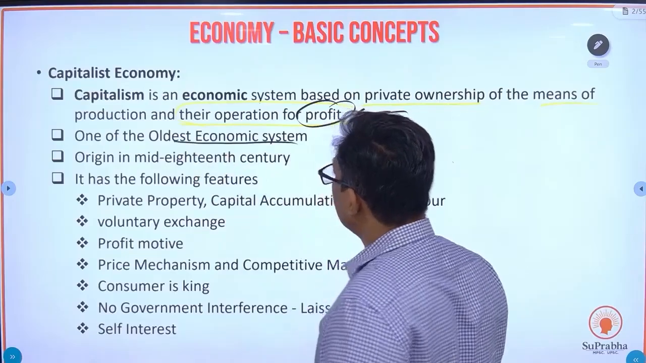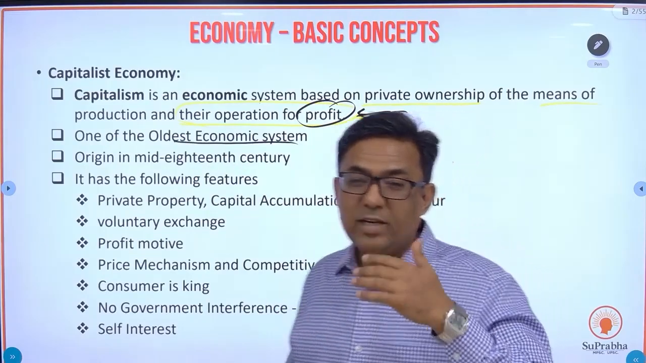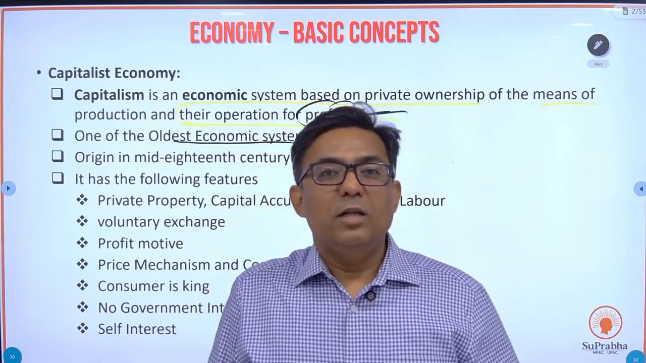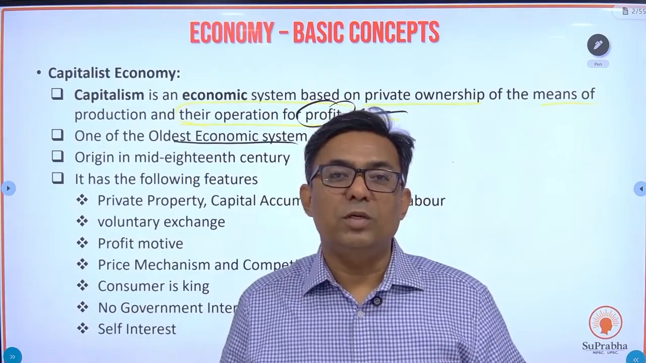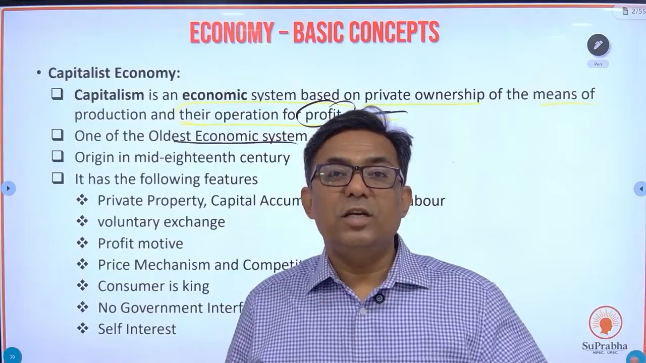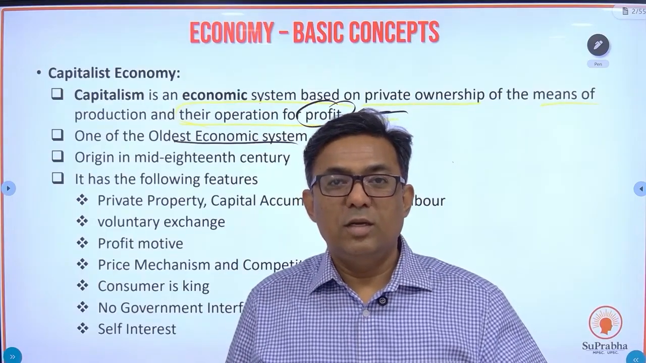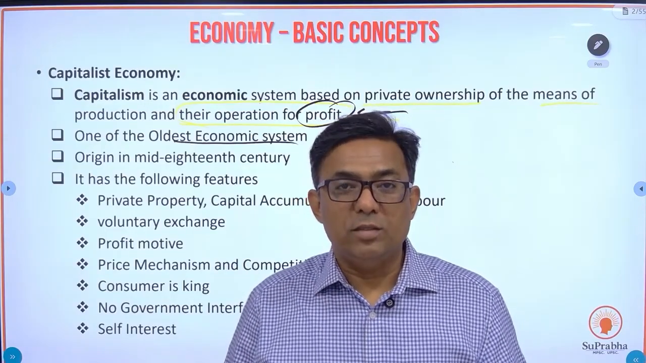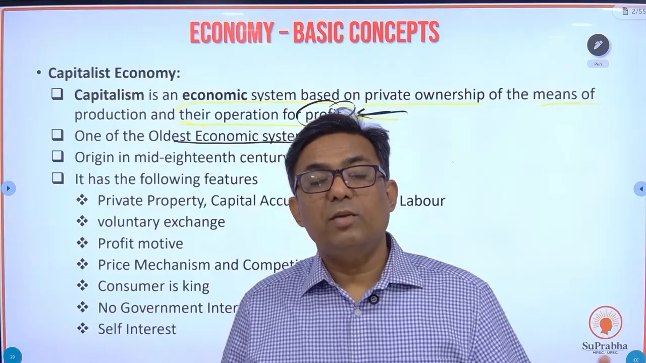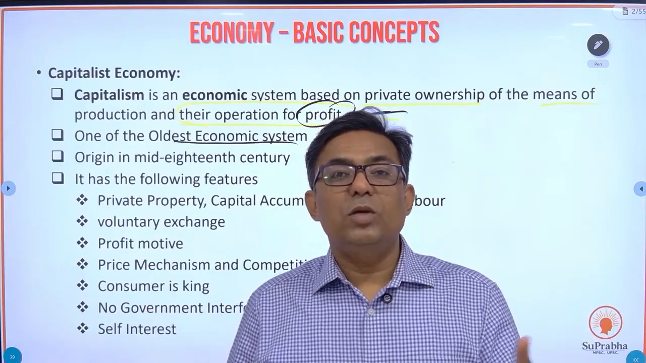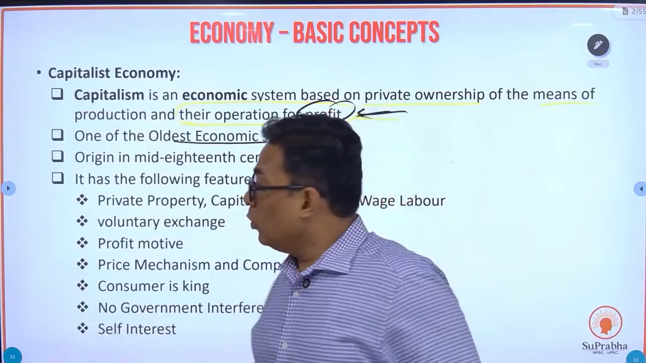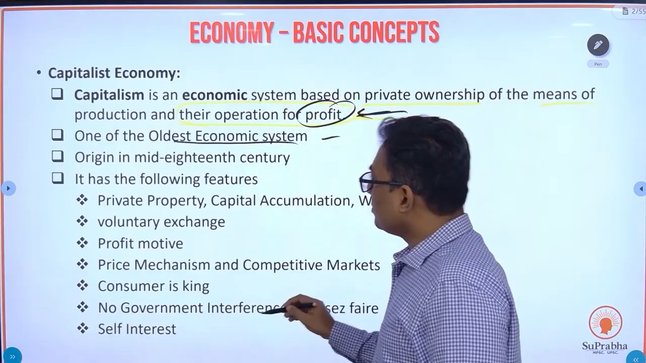This is one of the oldest economic systems. If you recollect, even in ancient India, the king was governing. In ancient times the king used to govern, and there were various guilds or organizations where merchants used to trade. So production even at that time was with private players. The administration and governance was only left with the king. So this is one of the oldest economic systems.